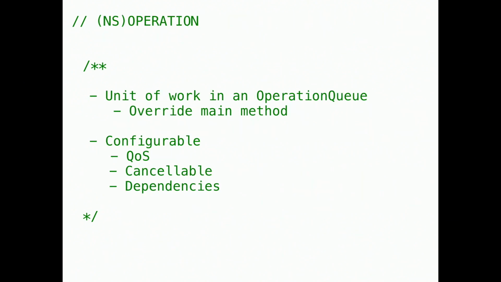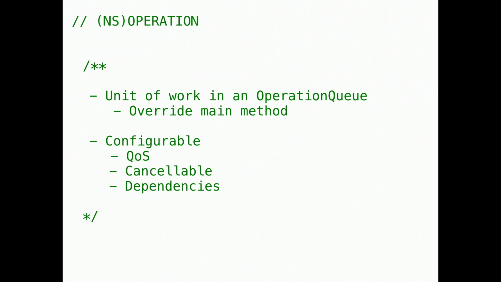So NSOperation, or just Operation in Swift, is again the unit of work that you provide to the operation queue. To do that, you subclass Operation and override the main method. In the main method, you serially execute the work that you need done for this operation. Operations are configurable themselves. They have a QoS, that's the same quality of service property that we saw in GCD. Operations are also cancelable, which is useful. So you can cherry pick one piece of work out of the queue if, say, the user cancels something and you want to free those resources up.